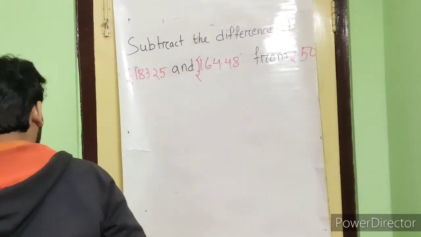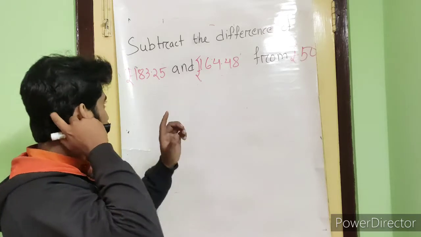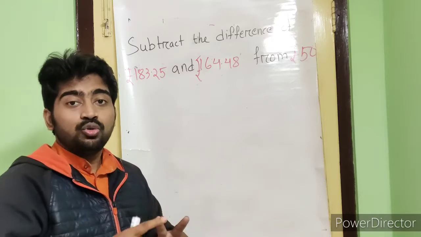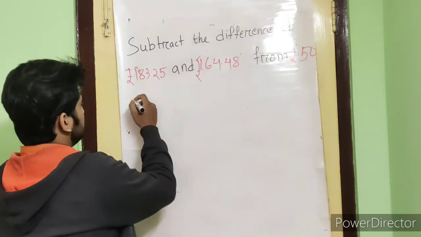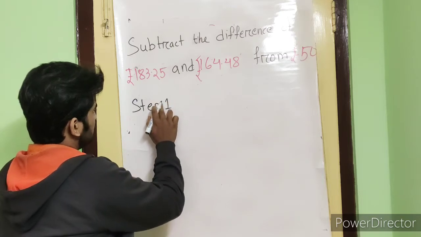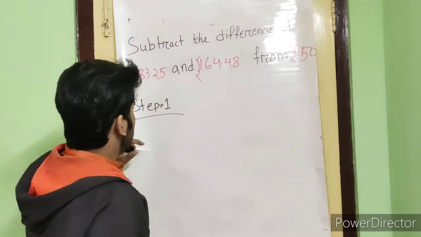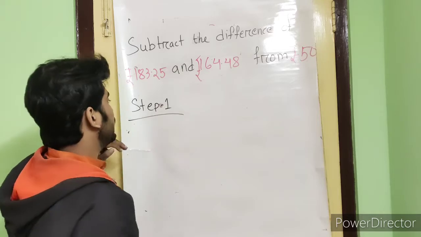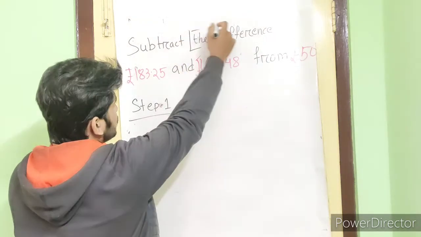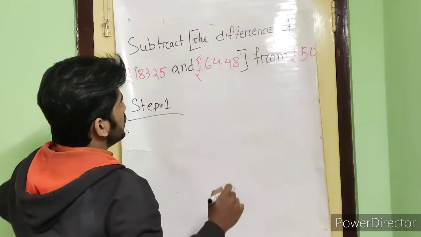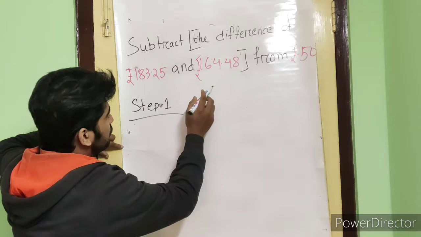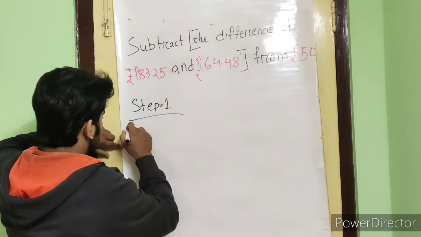So how to write at first? See, subtract the difference. We know this will be solved by two steps. So step number 1, you can write step number 1. It will help you for identify the steps. So subtract the difference of, so our first work is to do the subtraction here. So the difference of rupees 183.25 and 164.48. So we need to write it here.